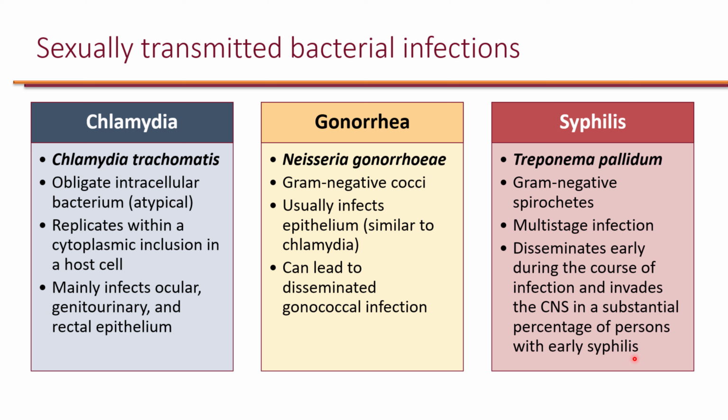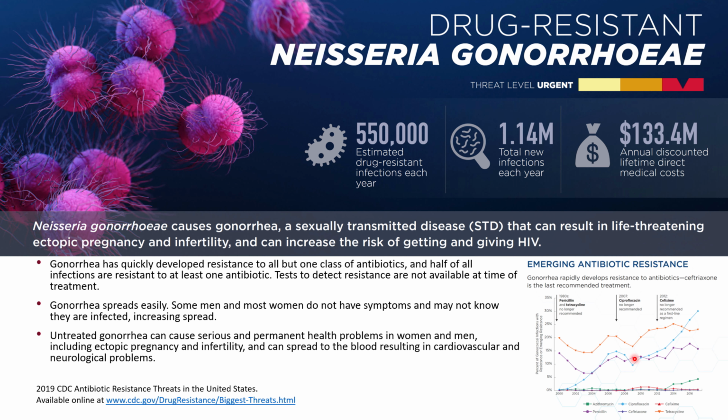This can happen at any time during the course of the infection. Now, when we look at resistance patterns, in regards to the report from CDC that was published in 2019, you can see that drug-resistant Neisseria gonorrhoeae is actually at an urgent threat level. And to put it in perspective, there are only 5 organisms that get the urgent threat level from CDC.